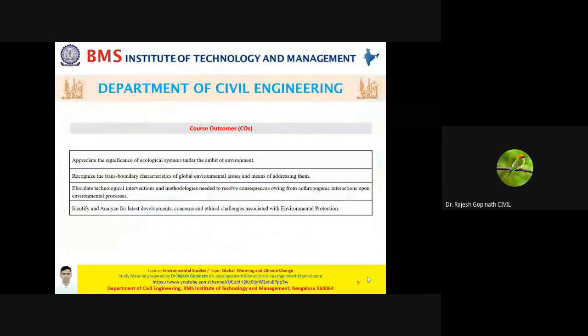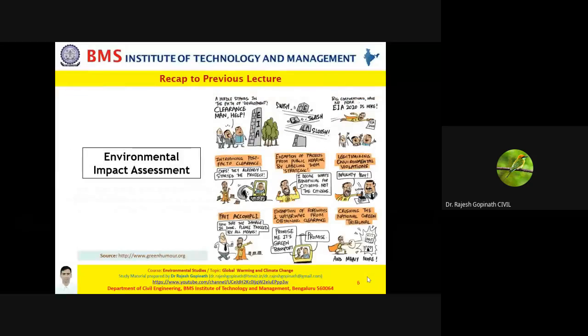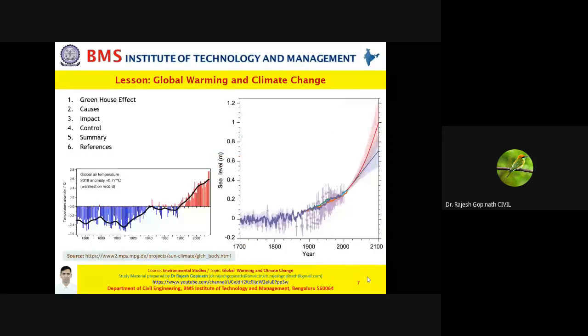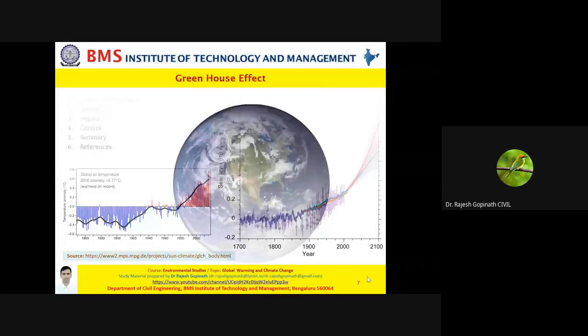And in the previous session, we had an understanding of environmental impact assessment and its reforms, so-called reforms. In today's presentation, we shall be understanding about global warming and climate change. So we shall understand about greenhouse effect. We shall understand the causes for global warming, the implications of the same, how do we go about controlling it, and then I shall summarize and list the references.